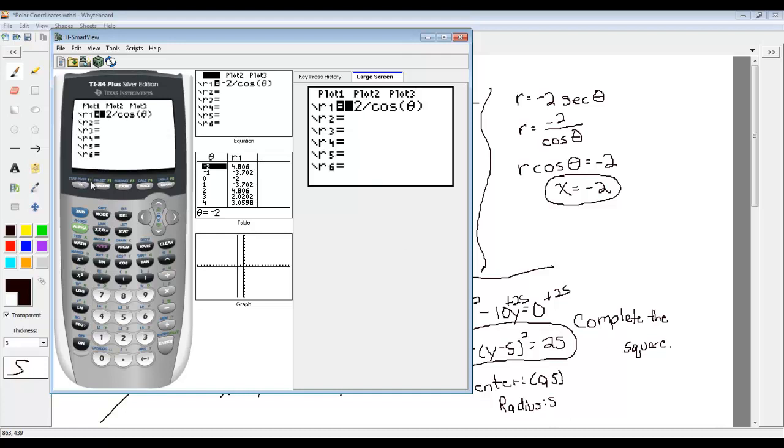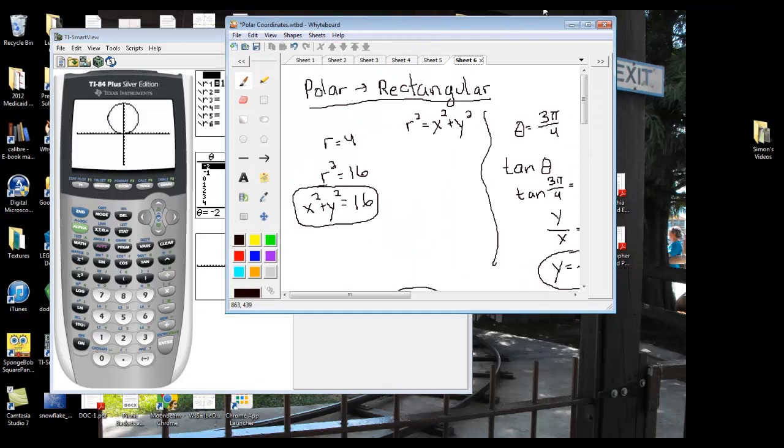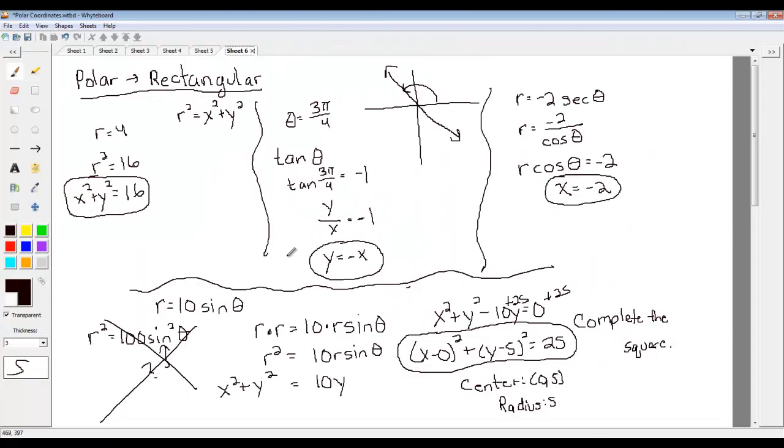Let's do the polar form. 10 sine theta, graph. And there it is. The center is at 0, 5 right here, and the radius is 5 all around. So whether it's in polar or rectangular, it's the same figure.